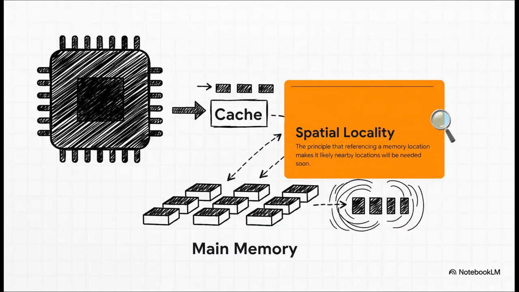So why is all that jumping around such a disaster for performance? Well, it all comes down to this one critical idea: spatial locality. See, modern CPUs are ridiculously fast, but your main memory, by comparison, is incredibly slow. To bridge that speed gap, CPUs use caches, these tiny, super fast pockets of memory. And they make a bet. They bet that if you ask for one piece of data, you're probably going to need the data right next to it very soon. So they just grab it ahead of time.